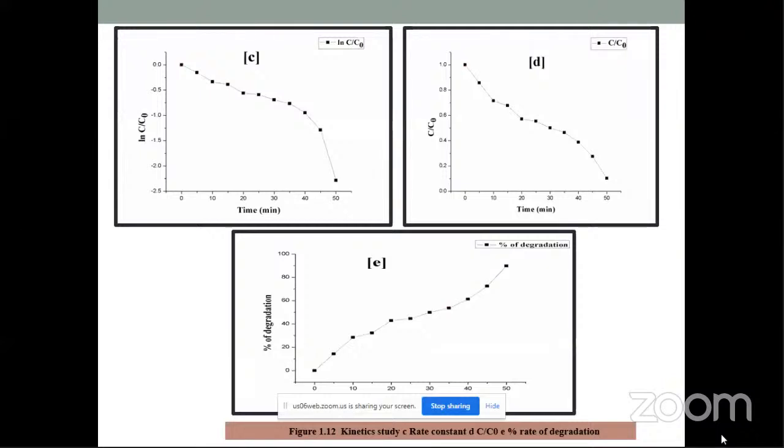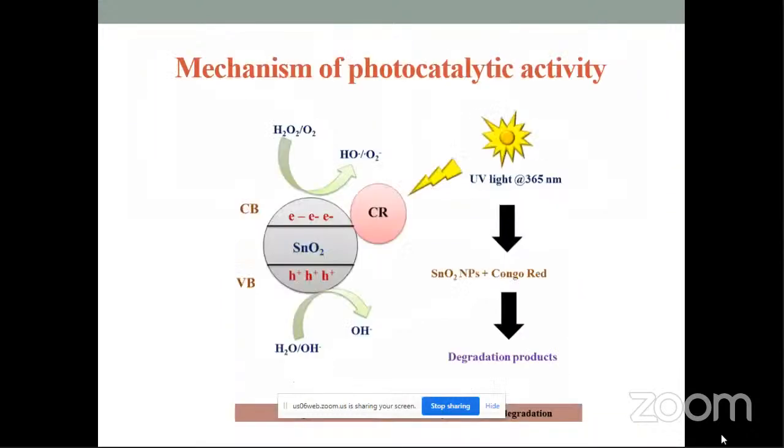So this is how, in various scenarios, we are able to get the degradation formula, the kinetic study, and the mechanism of the photocatalytic activity. How the mechanism of the photocatalytic activity happens here is what I wanted to explain. See, the electron transfer reactions are involved in the photooxidation of Congo red with oxygen. So this is what we have done.